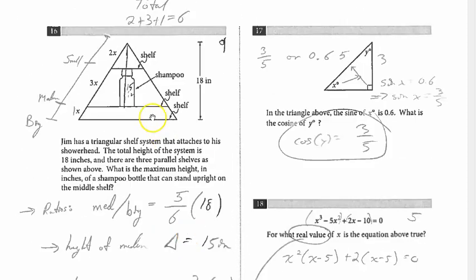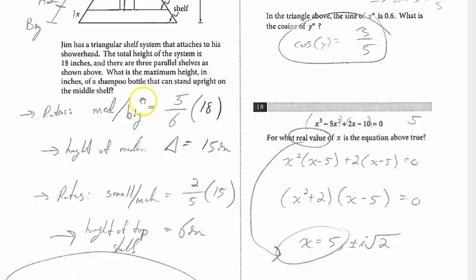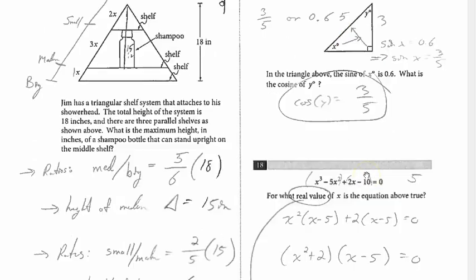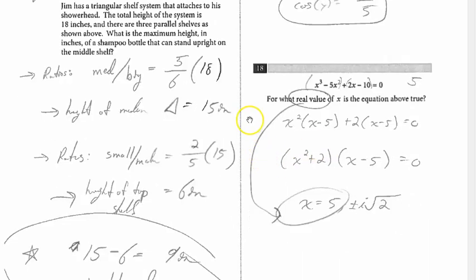Subtracting those two told me that this final height, the height of that shampoo bottle, was 9 inches. Looking at 17, we're told what x is. We know where it's at, and we know where y is at. So we're trying to figure out the cosine of y. First thing I did, I know it's 0.6. Well, 0.6 is just the fraction 3 over 5. So from labeling sine as opposite over hypotenuse, I got to that point. If I'm looking at the cosine of y, that's adjacent over hypotenuse. So again, I found out that the cosine of y is 3 over 5.